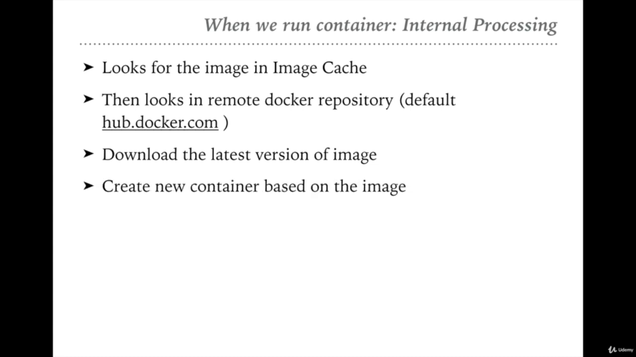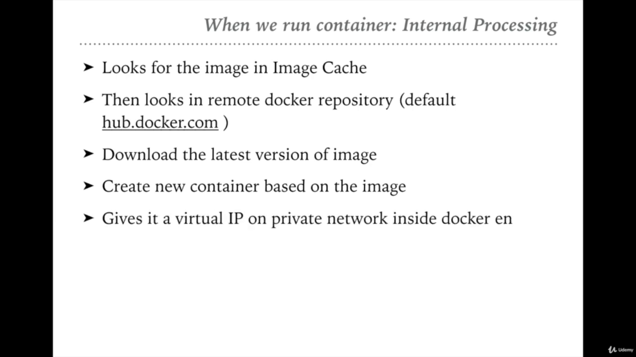Now, after this, based on the image it found, it will start a new container, right? We have already seen all these things. Now, from the networking point of view, Docker gives a virtual IP on the private network inside the Docker engine on which that particular container will execute, right? So Docker internally will assign an IP to that particular container.